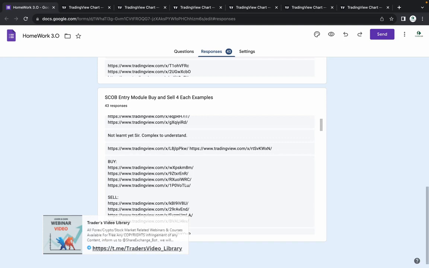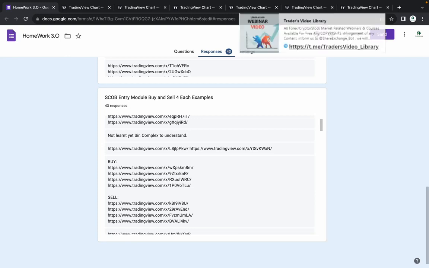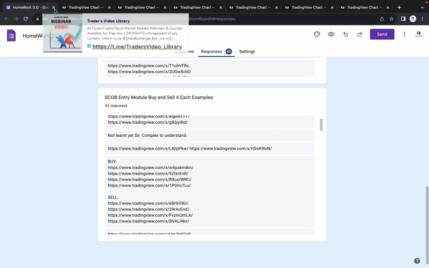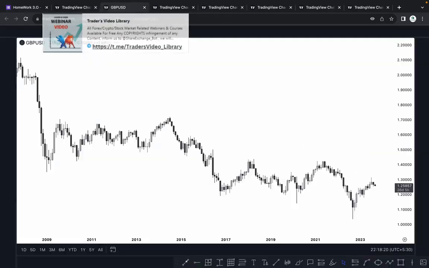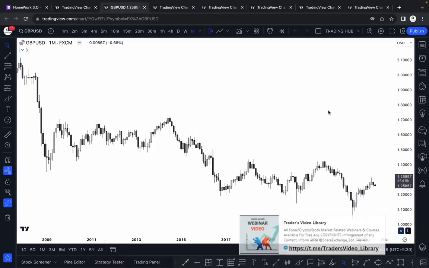Sir, can you show an example of session continuation? Session continuation is generally used when price breaks the previous session high or low and closes above it. In that case we use inducement taken out and then we are buying and selling. For single candle order block, the next candle must close above or below it. Yes sir, the next candle must close above or below it.